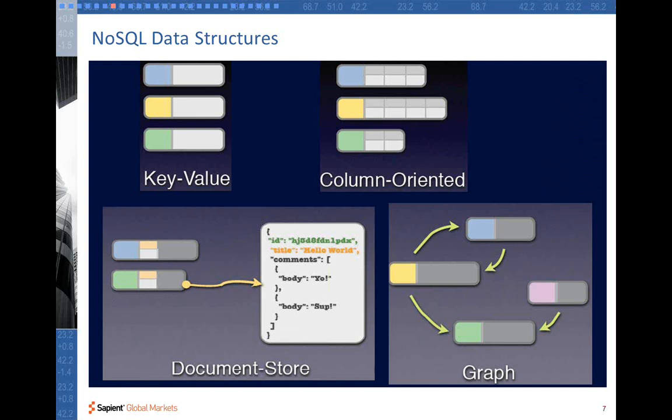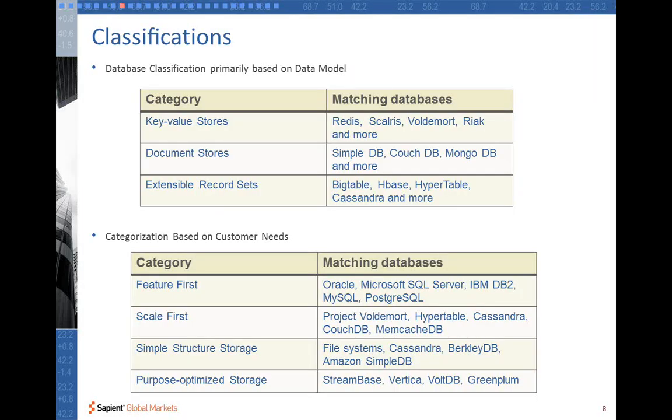Talking about the classification segment, there are many sets of classification these stores go into. The first classification is primarily based on the data model. We have the key value store category, with a lot of matching databases around, then we have document stores, and extensible record stores which involve columnar stores: Bigtable, HBase, Hypertable, Cassandra and more.